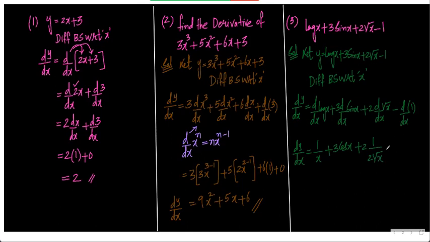And this derivative of the constant is 0, so minus 0, also no need to write. This 2 and this 2 must be cancelled. Our answer will be 1 by x plus 3 cos x plus 1 by root x. That's the answer of this problem. So this is the way you have to find the solution of this type of question.